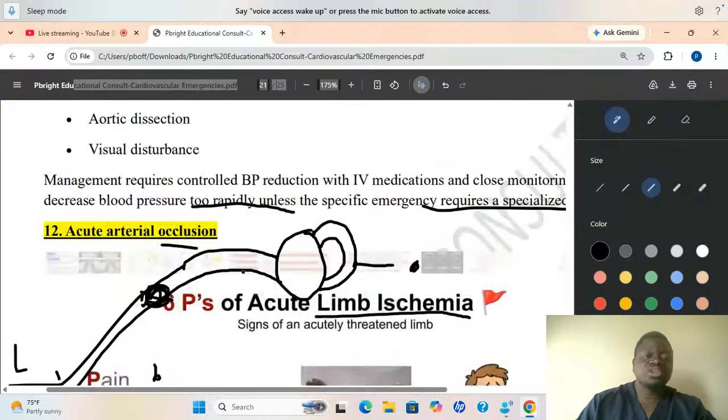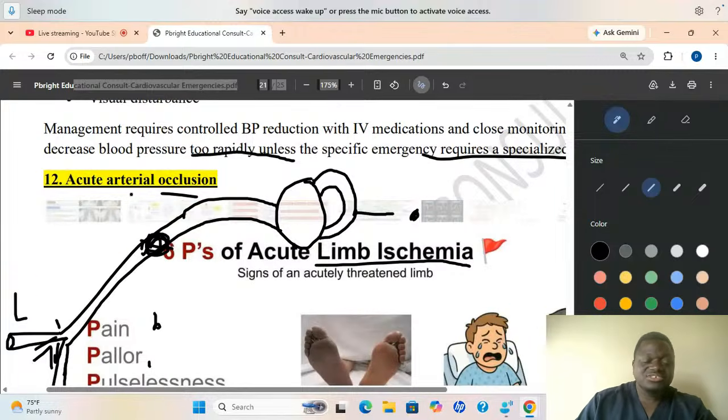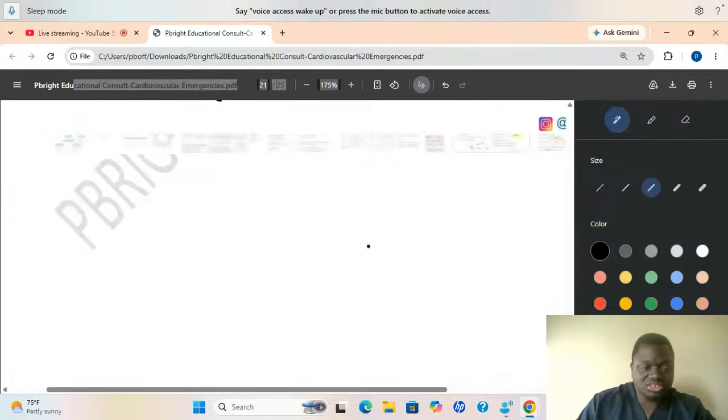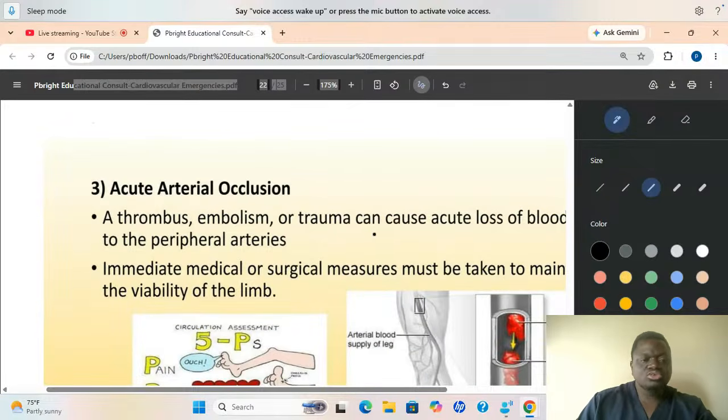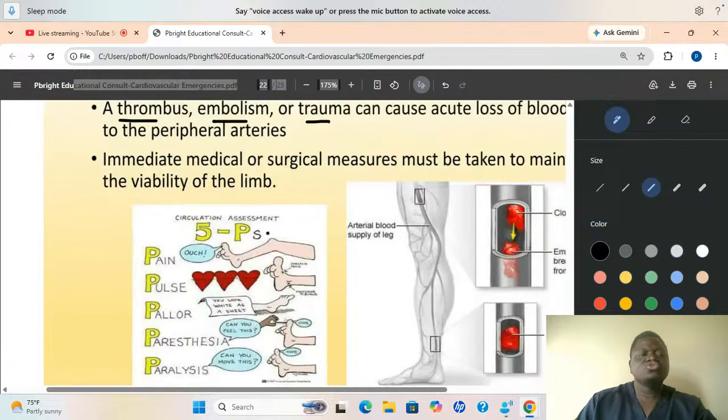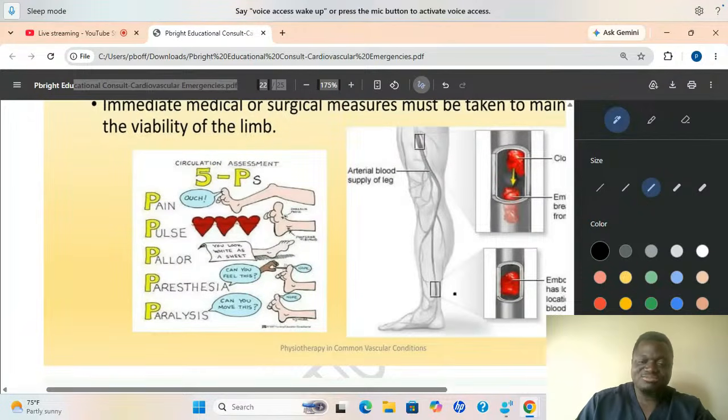So this is what we call what? Acute arterial occlusion. Okay, so what do we do? A thrombus, an embolus, or even trauma can block that artery. So you need an immediate medical or surgical intervention to remove it. So look at somebody's legs. It's blocked. See this big clot.